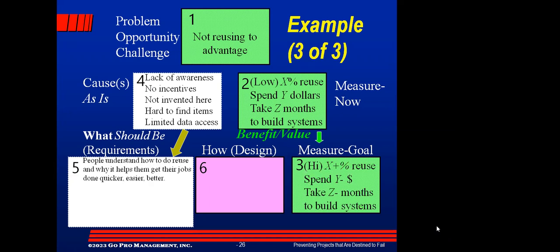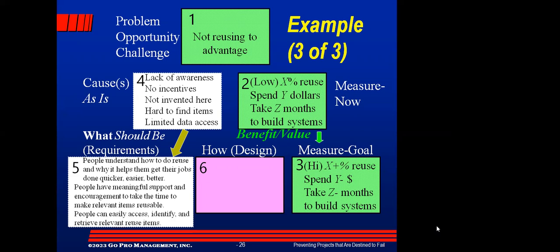People understand how to do reuse and why it helps them get their jobs done quicker, easier, better. And I think you'll find that's a business deliverable what, that when delivered, contributes to achieving the box three goal measure and thereby providing value. Same thing for people have meaningful support and encouragement to take the time to make relevant items reusable, and people can easily access, identify, and retrieve relevant reuse items. So I think if you ended up designing a product, system or software to satisfy these box five real business requirements, you're much more likely to have a project that will succeed.